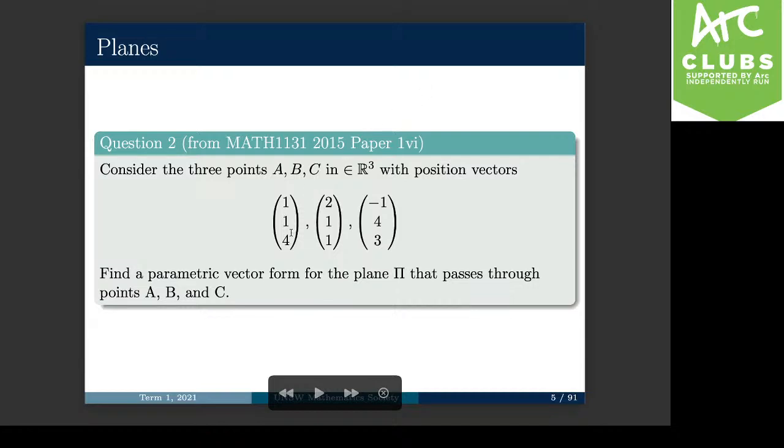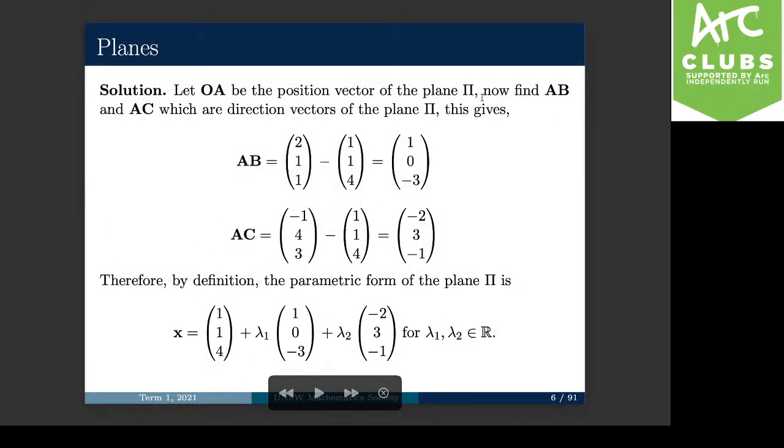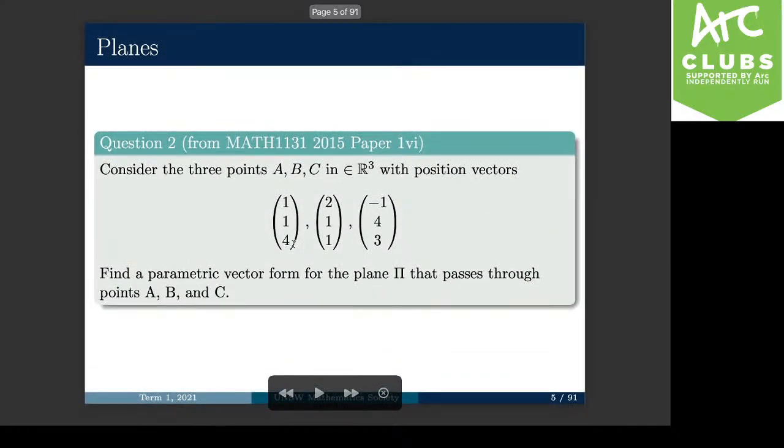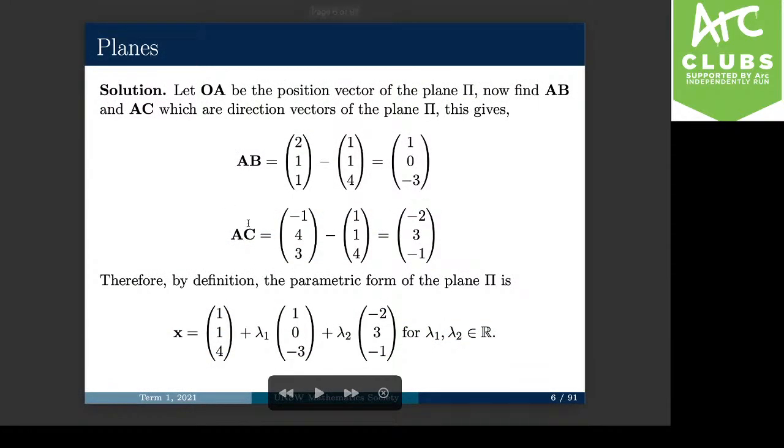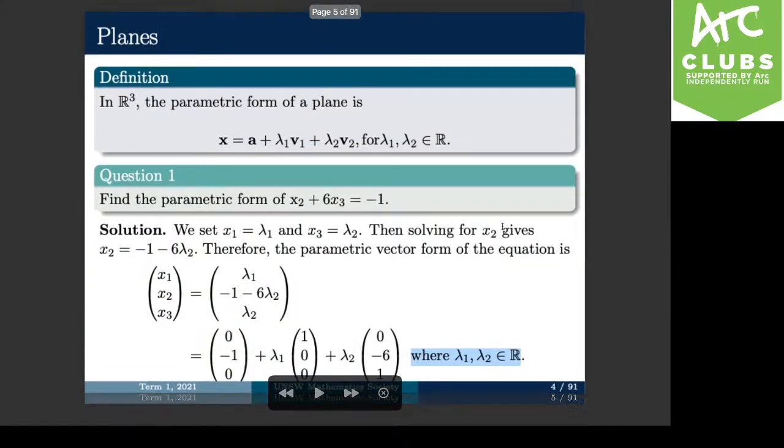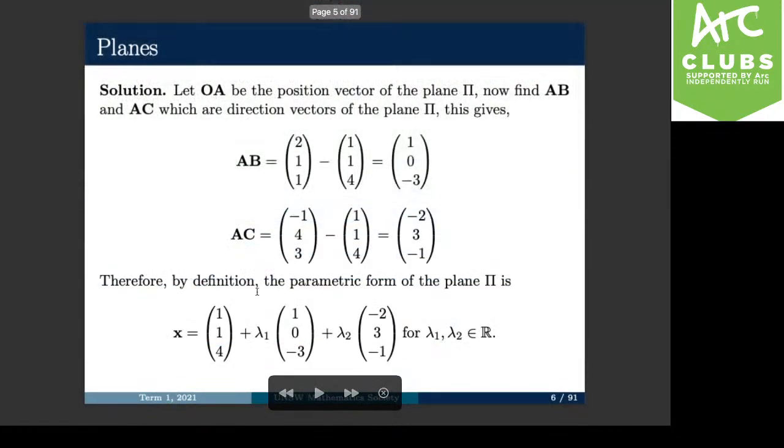So what you need to do is first let OA be the position vector, which is given in the question, so A is just (1, 1, 4). Then you find AB and AC, as they are the direction vectors of the plane. AB equals AO plus OB, so it's the vector of B, (2, 1, 1), minus the vector of A, and you get (1, 0, -3). Same with AC, it's a similar case. Then by definition, you convert it into that form, which is the position vector plus lambda 1 times one direction vector and lambda 2 times the other direction vector.